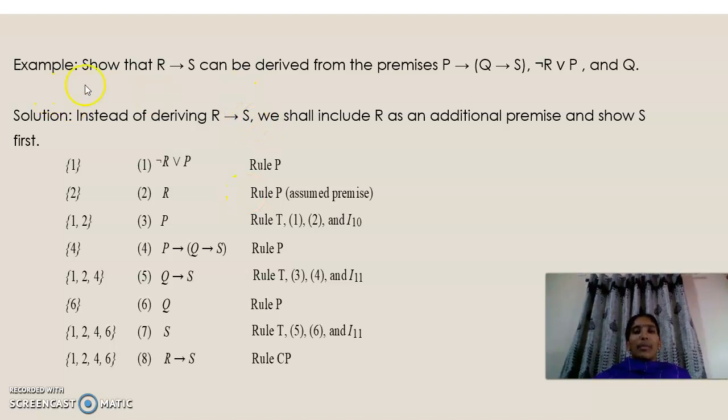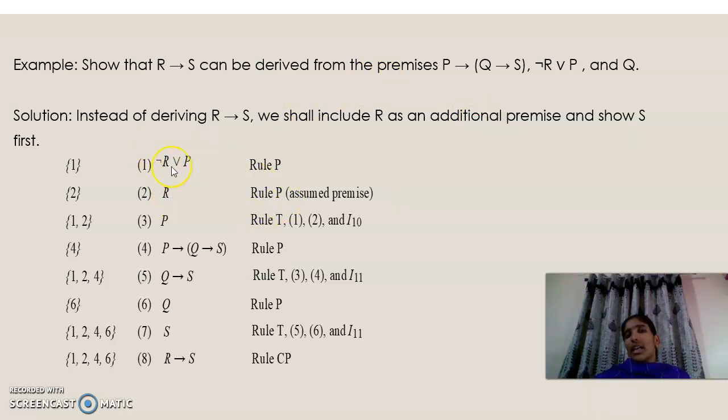So see the example problem. Show that R conditional S can be derived from the premises P conditional Q conditional S, negation R conditional P, and Q. So first I take negation R conditional P as rule P, and the output is R conditional S. Here we compulsorily have to take R as the additional premise. That's why I take R as rule P.